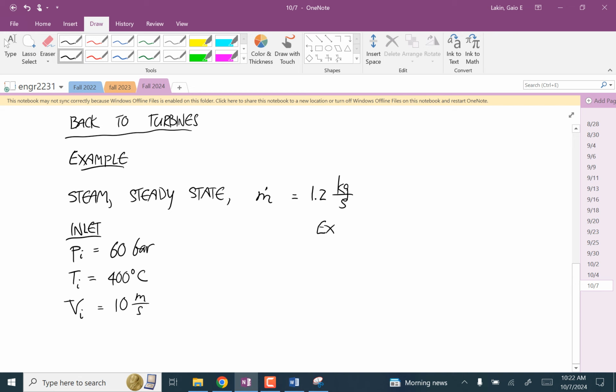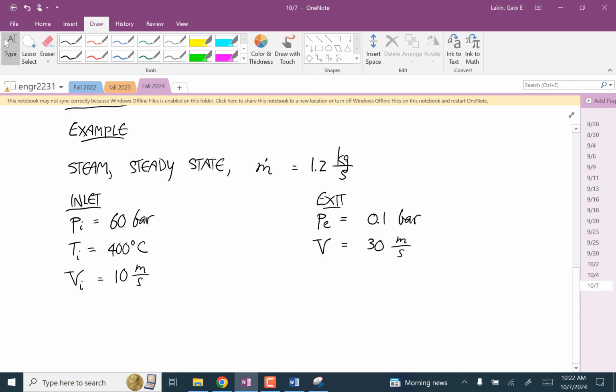And then at the exit, the pressure is 0.1 bar. The speed is 30 meters per second. And we have a quality of 0.9. So it's a superheated vapor at the inlet. At the exit, it's a saturated mixture of liquid and vapor.